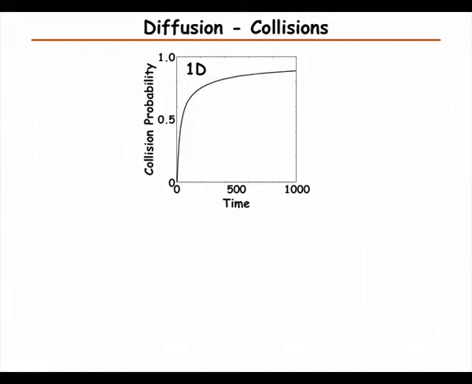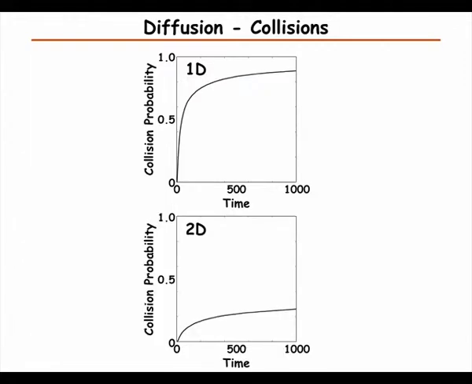Now there's a big difference if we do the same simulation in 2 dimensions, then of course the probability will be much lower. So we can easily add an extra dimension to these simulations and see that it takes much longer for the particles to find each other. So now we would have to simulate much longer times, let's say if we're interested in the time it takes for half the particles to collide.